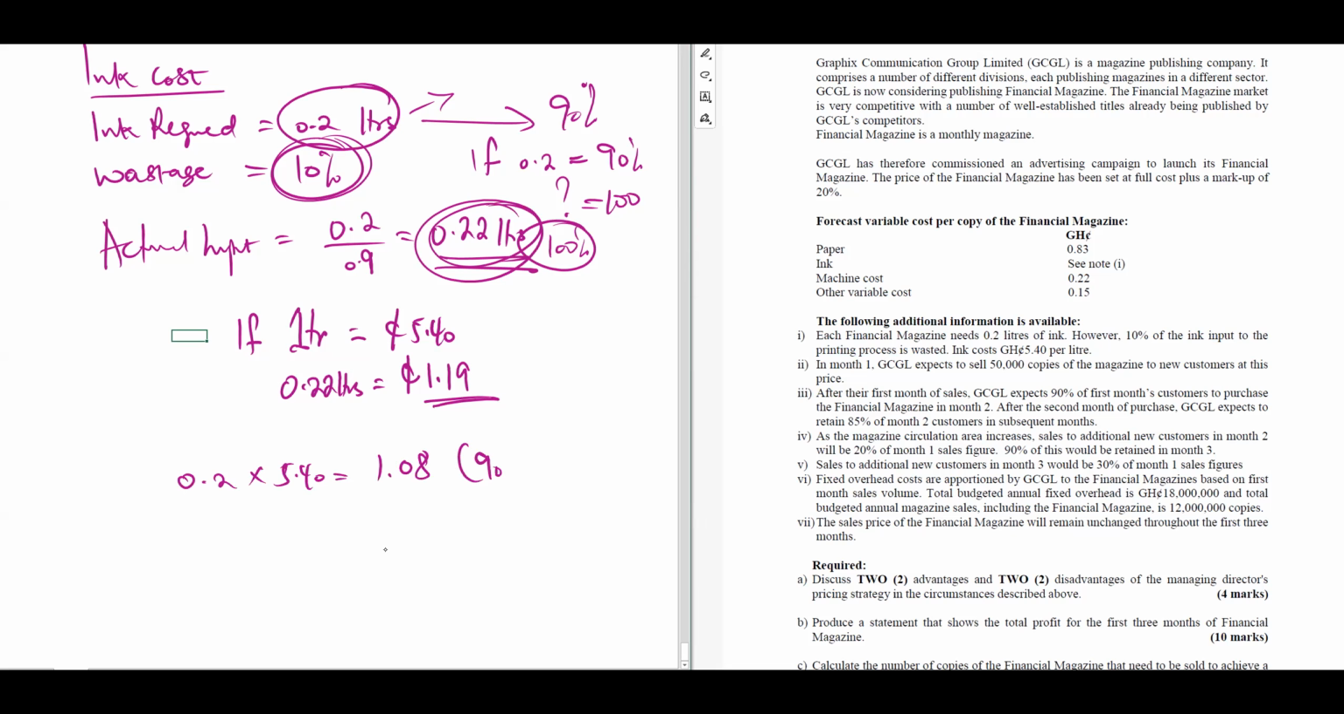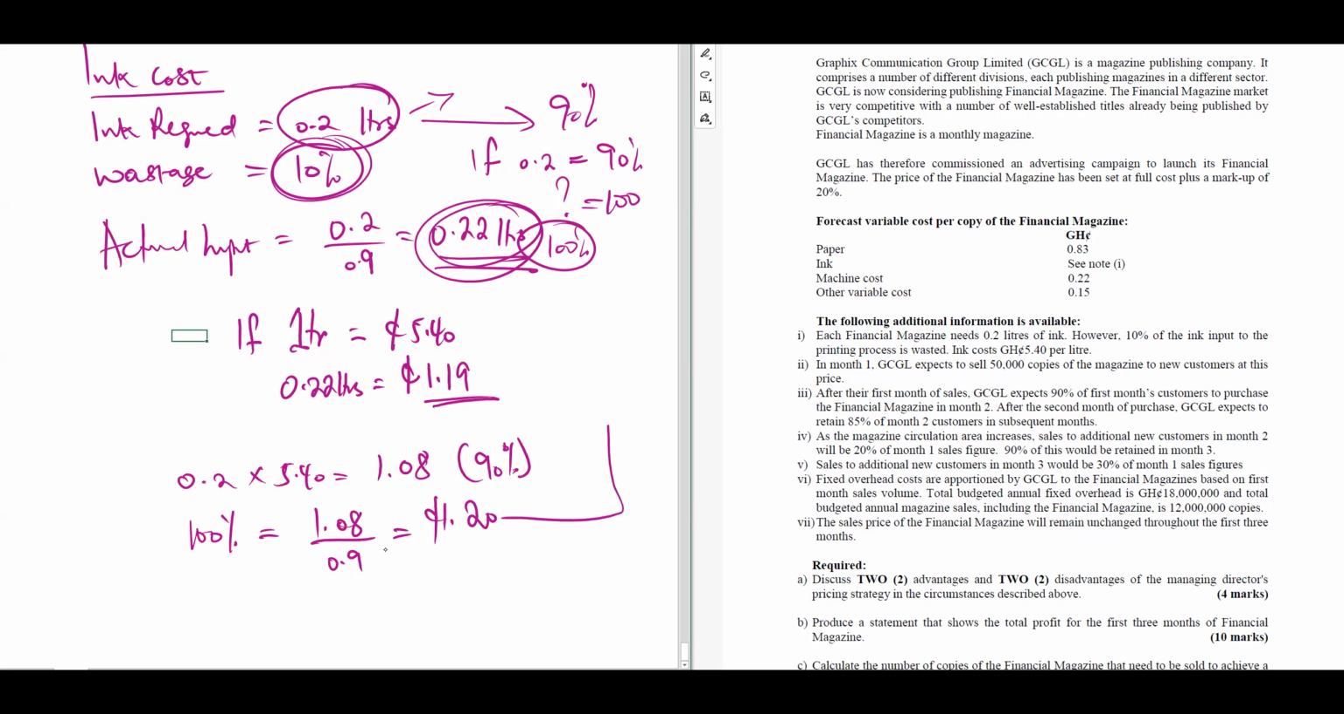And this 1.08 is equivalent to 90%. So if this is 90%, 100% will be what? So 100% would mean that we will take what? The 1.08 and divide by what? 0.9. And we'll come and get 100% straight, which is 1.2.